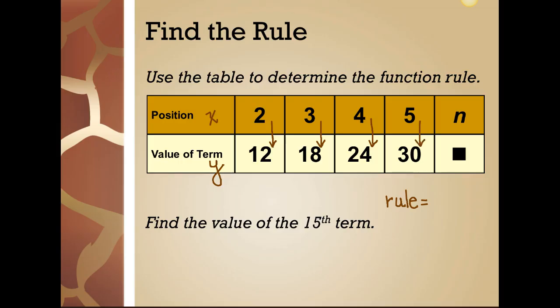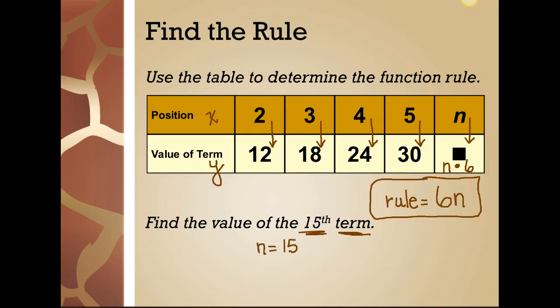It's looking like our rule is going to be n times 6. In order to write that algebraically, we would write the rule is 6n. In order to find the value of the 15th term, we'll plug 15 into the rule. That would mean we'll have 6 times 15, and 6 times 15 equals 90.